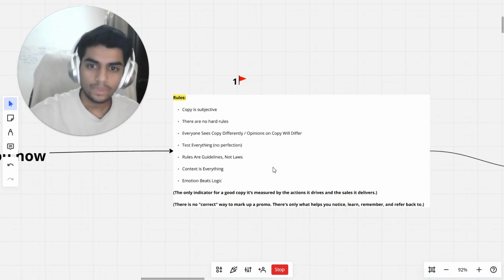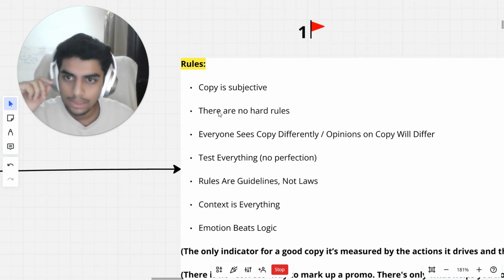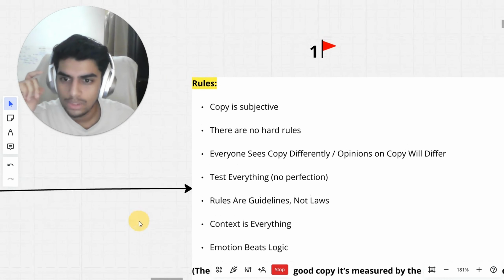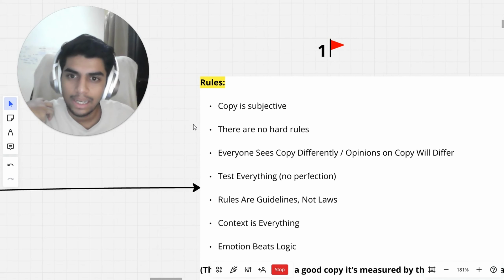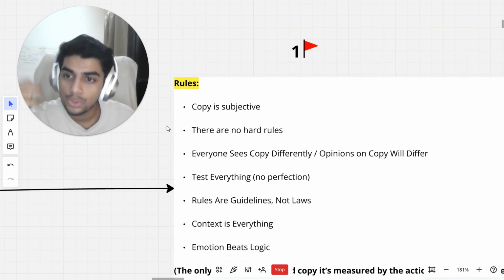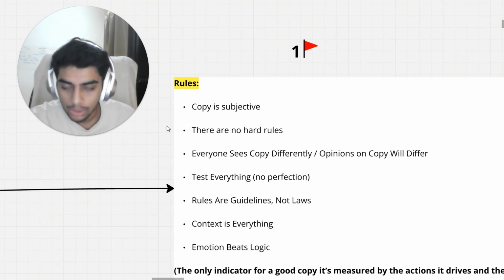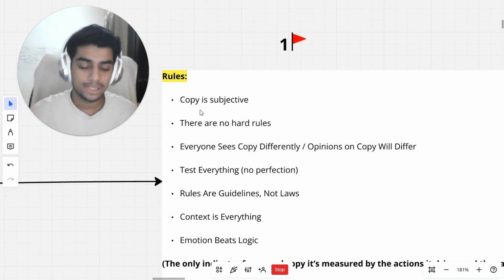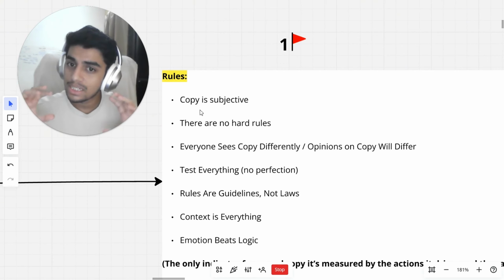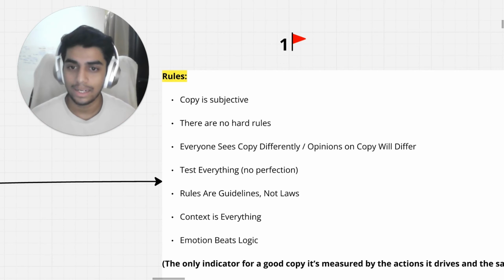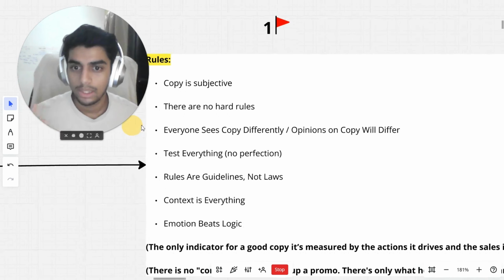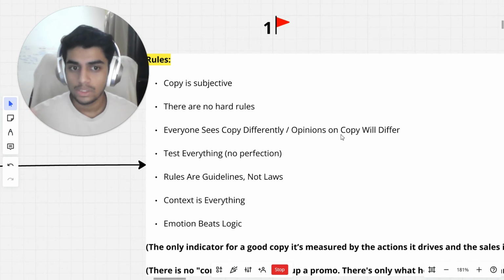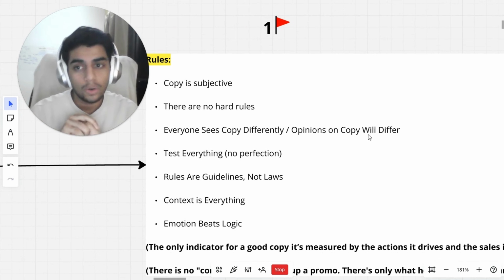All right, so first of all, let's get clear on the rules, because that's what's important. No one is talking about it. As a beginner, I used to think there were very hard rules, but now I came to a conclusion, and this is what you need to understand. Copy is subjective. First of all, copy is subjective. Basically, you just need to understand that. There are no hard rules. Everyone sees copy differently. Opinions on copy will differ. What I see and what you see are not going to match up.